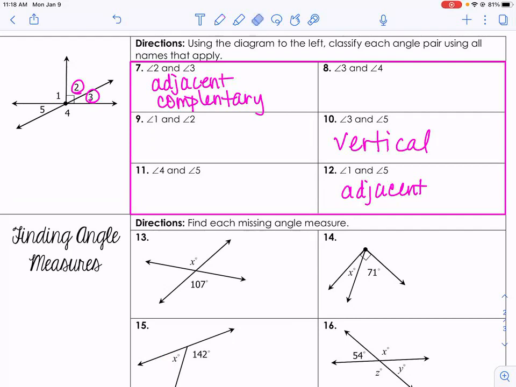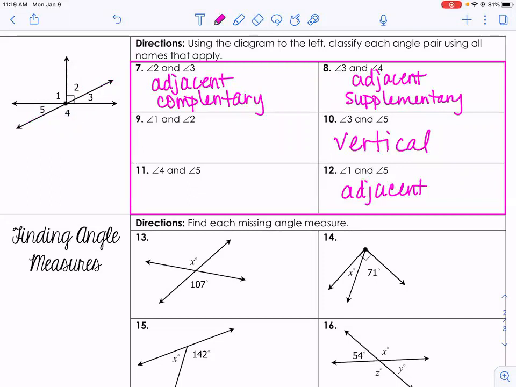Ariana, tell me about another one. Okay, 3 and 4. Adjacent? Anything else? Do they have a special sum? Do they make a straight line? They do. So what's their sum? Their sum is 180. So yes, they are supplementary also. Okay, we have to look for, do they make that straight line? All right.